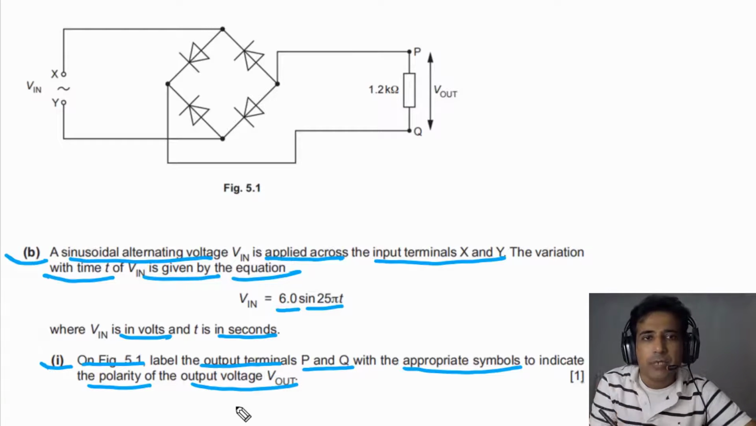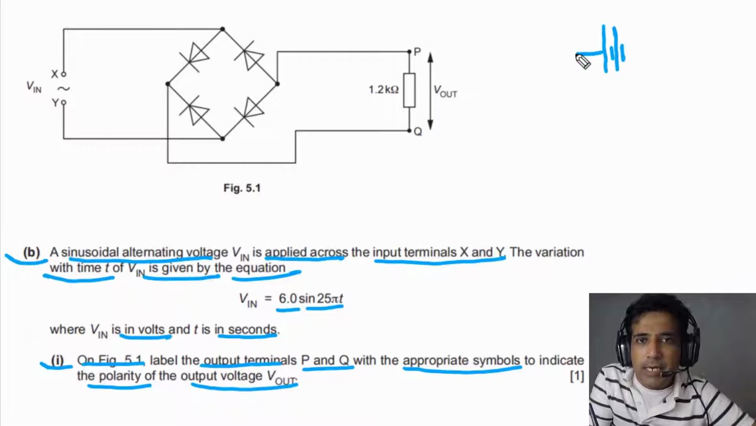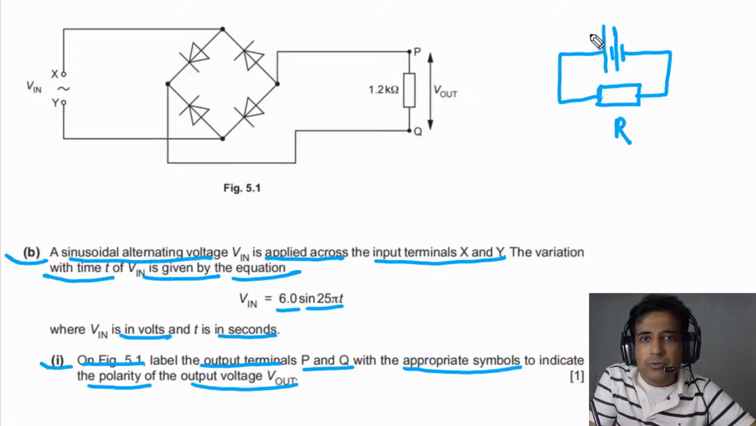Now let's try to understand first of all how we can indicate the polarity. Let's try to understand this one with one very simple example. Imagine that we have a battery, and this battery has a resistor connected across it. This terminal of the battery is positive and this one is negative. So conventional current will flow from the positive terminal of the battery and it will pass through this resistor.